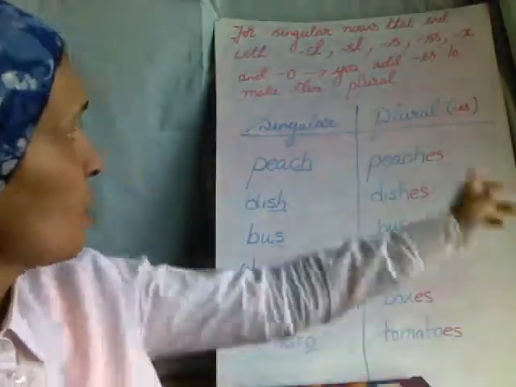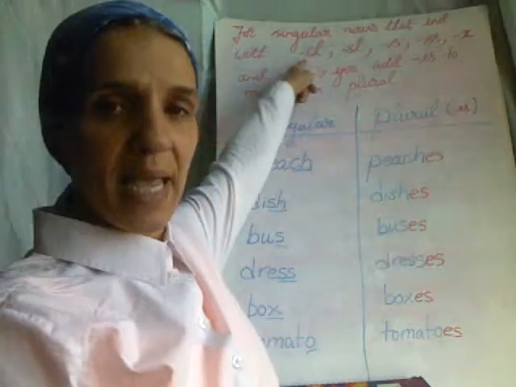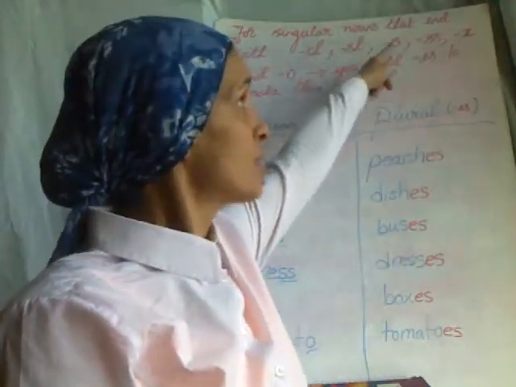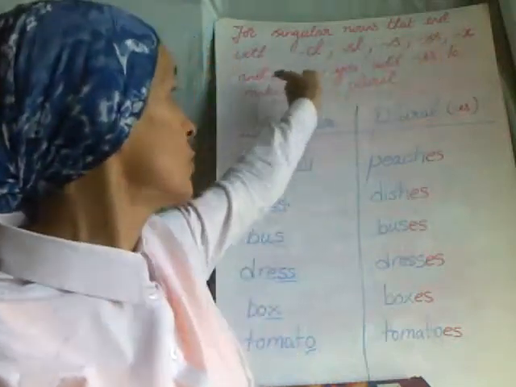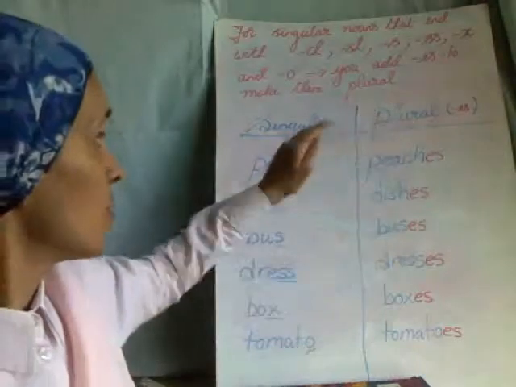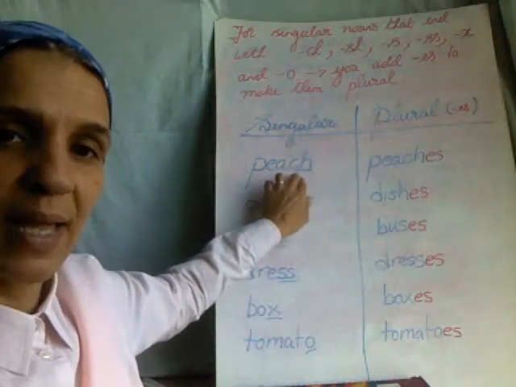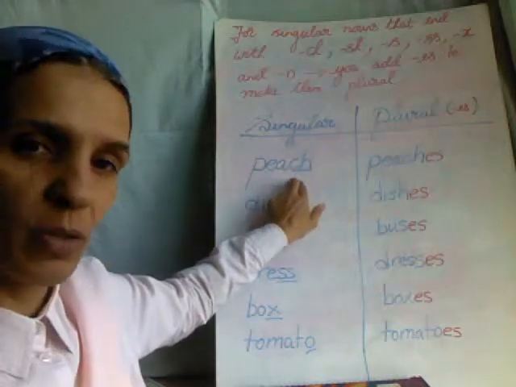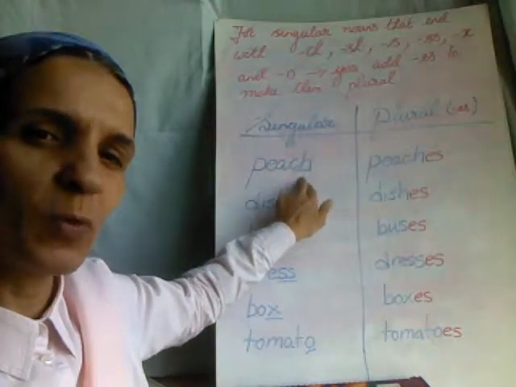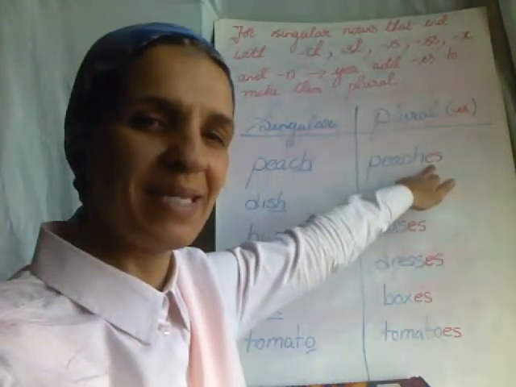Okay, now for singular nouns that end with the letter ch or sh or s or ss or x or o, we add es at the end. So let's look at our T chart here. Peaches, and peach ends with the letter ch. So if I'm talking about more than one peach, I say peaches and I add my es.